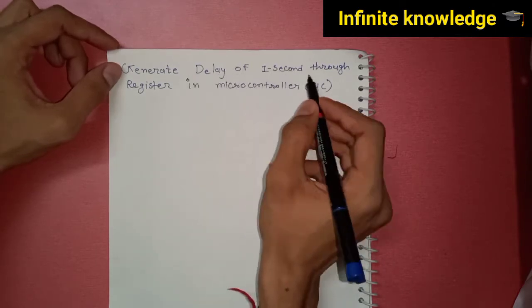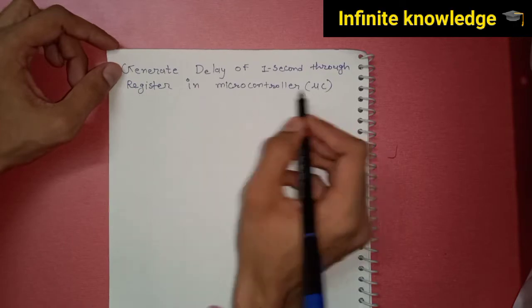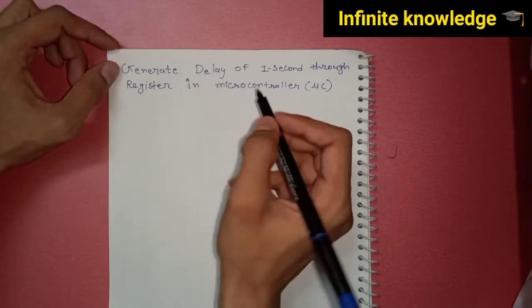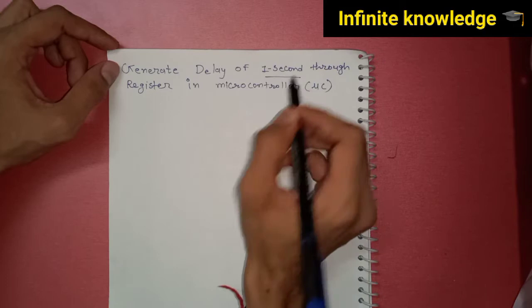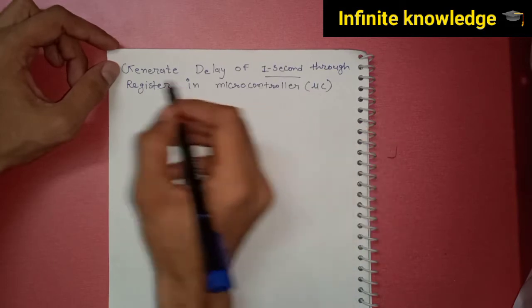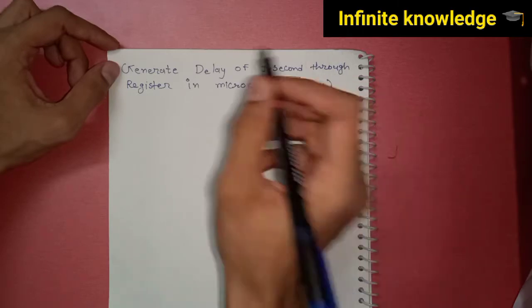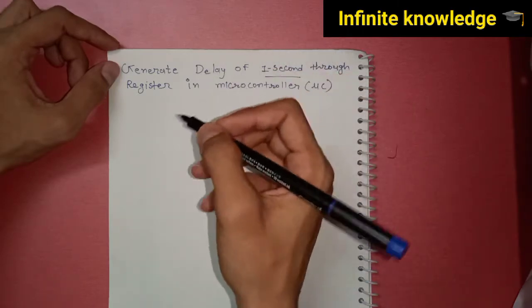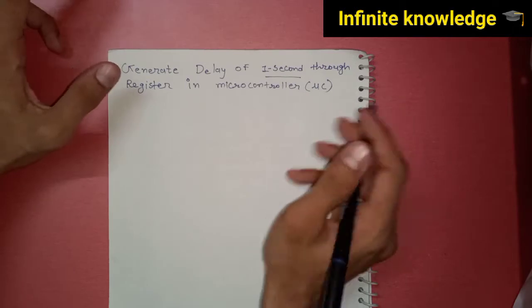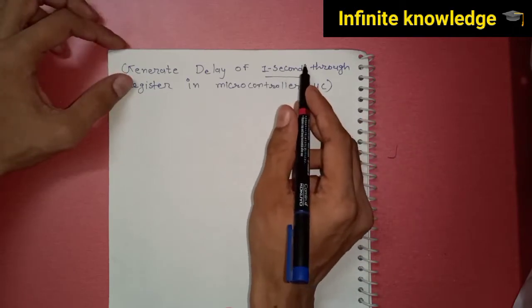Today we will see how to generate a delay of 1 second in a microcontroller through registers. What we have to do is generate a 1 second delay in the microcontroller using the general purpose registers, or simply registers, that are in the microcontroller.